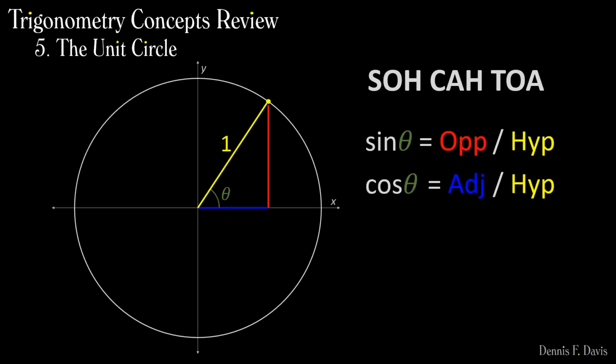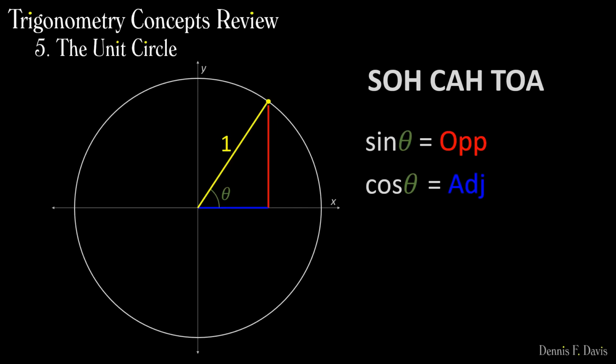But when we consider that the hypotenuse is 1, these ratios simplify. For unit circles only, the sine of theta is simply the length of the opposite side, and the cosine of theta is the length of the adjacent side.